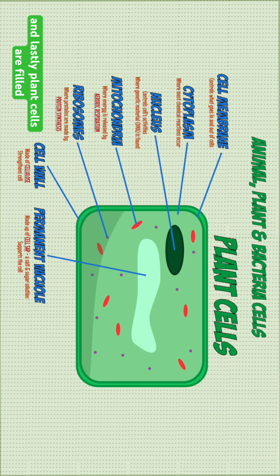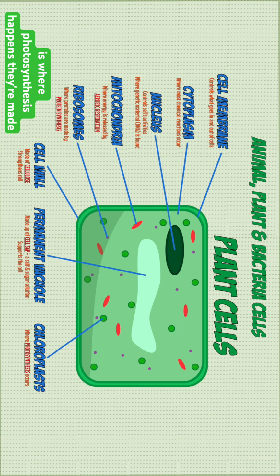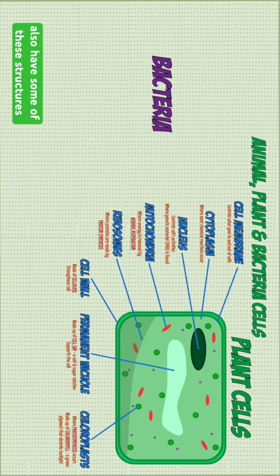And lastly, plant cells are filled with structures known as chloroplasts, which is where photosynthesis happens. They're made up of a green pigment known as chlorophyll, which absorbs sunlight for photosynthesis and is what makes all the plants green. Now, bacteria cells also have some of these structures.